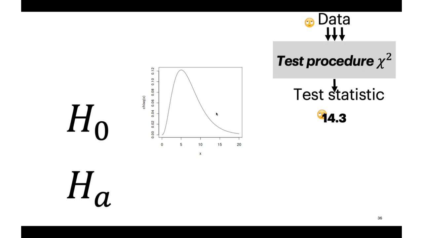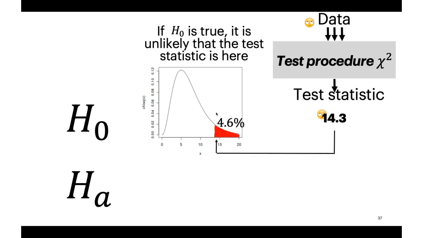So what are we going to do next? We are going to map this value we have computed for our test statistic, 14.3, onto our plot, and we are going to compute the area under the curve to the right of this value. So essentially, we are going to check how likely the value of the test statistic which has been obtained is under the assumption that the null hypothesis is true. This is the famous p-value.